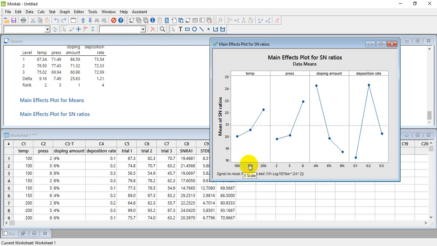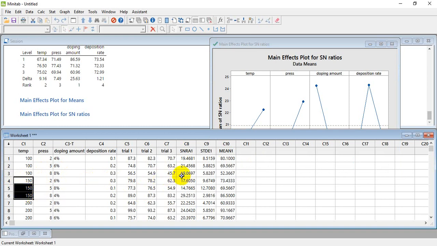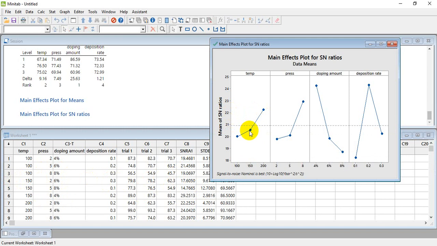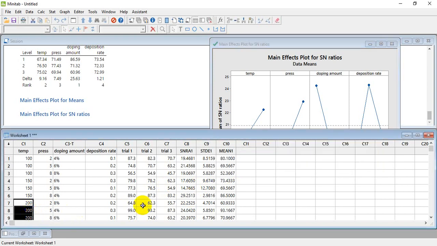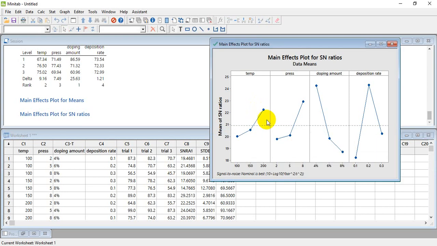For 150, we should take these 3. It is 20.5. For 200, it is the maximum. It is 22 point something. So the maximum or the optimum temperature is 200.